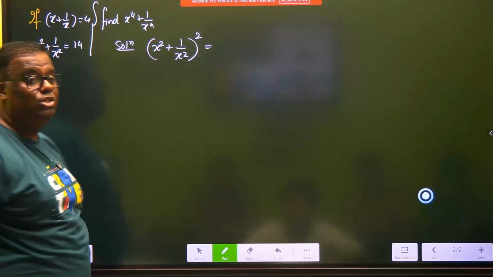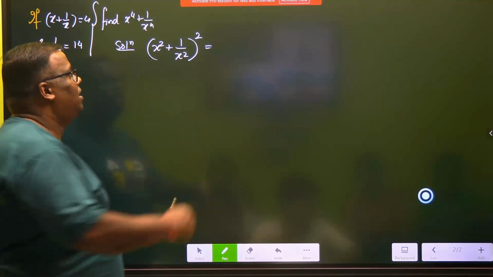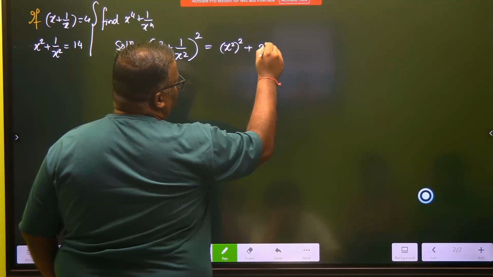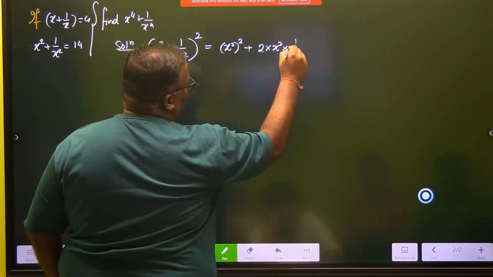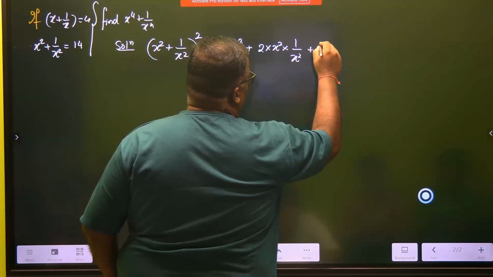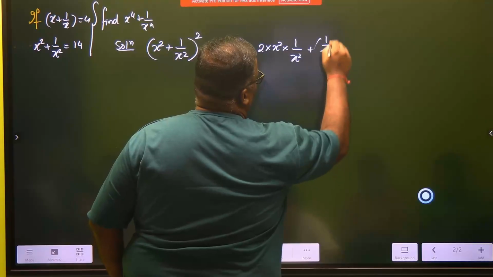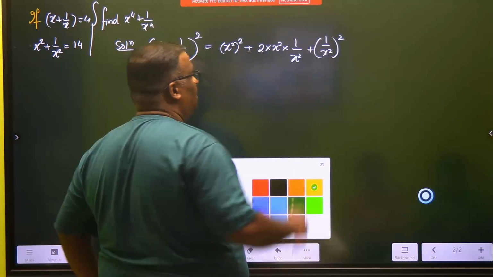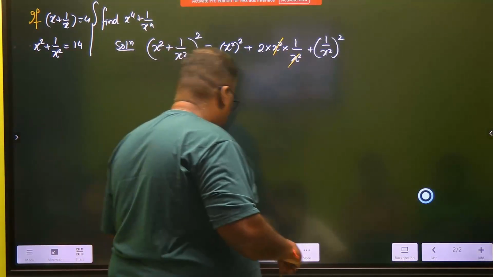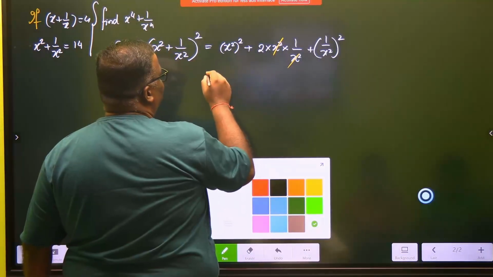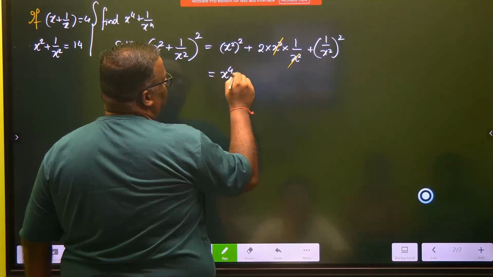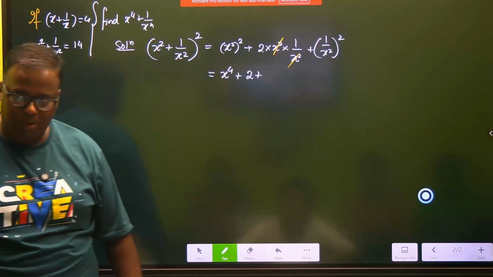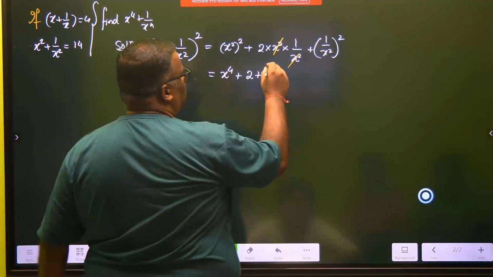आओ इसको expand करते हैं. Now what is your a? X square is your a. So what is the expansion? X square whole square. This is a square. 2ab, 2 into x square into 1 by x square plus b square. B is what? 1 by x square whole square. Did you understand the expansion? See, again the magic thing will happen. Again this and this will go away. Right? Pomegranate will come again. वाह मजेदार चीज है वो. ठीक है? This becomes x4 plus 2 plus this will become how much? 1 by x4. So this is 1 by x4.